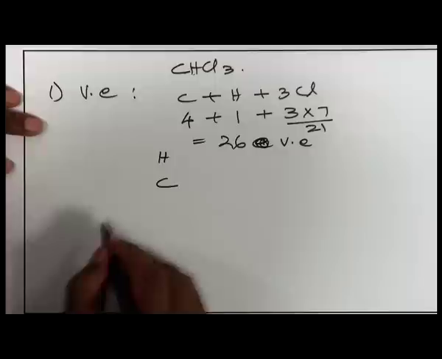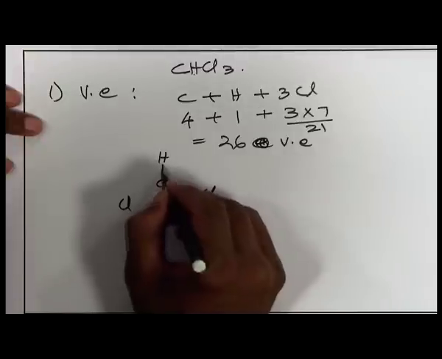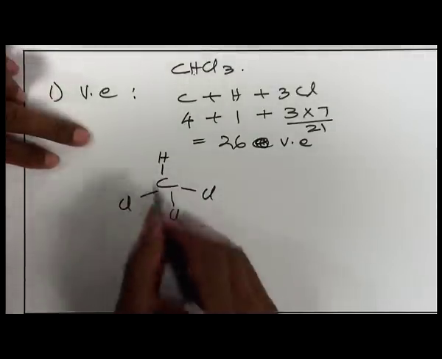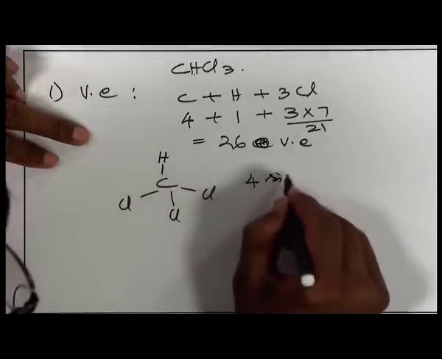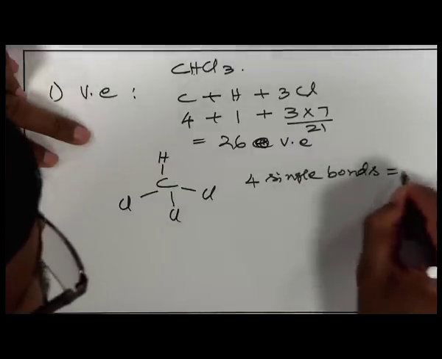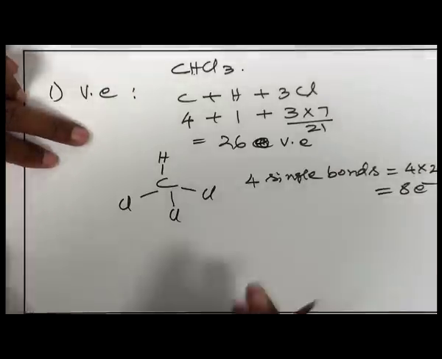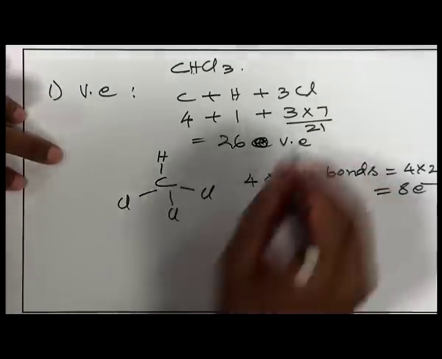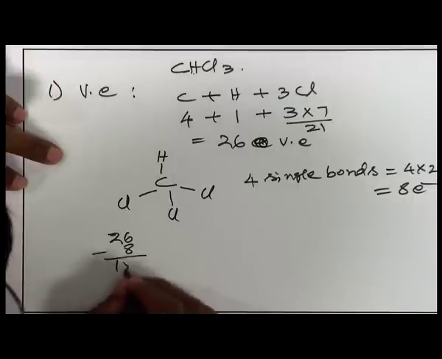You draw a hydrogen atom here and chlorine atoms here, here, and here, and then draw a single bond to each. Now 4 single bonds are drawn, that is 4 into 2, equal to 8 electrons. Now 8 electrons are consumed, so you subtract 8 electrons from the total number of electrons. 26 minus 8 equals 18 electrons.